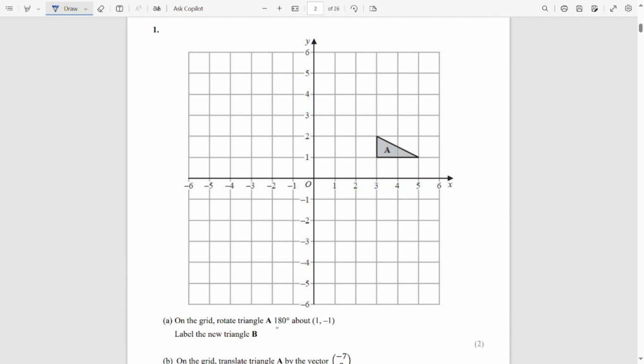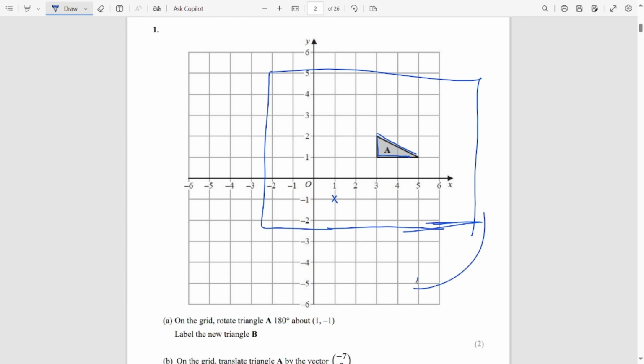So you are rotating triangle A 180 degrees, about 1, minus 1. So you are going to find 1, minus 1, which is there. You will mark that on with a cross, and then you are going to take a sheet of tracing paper. This blue box is my pretend tracing paper. You will put the pen on the cross there that I've marked out, and then you are going to draw over the shape onto the tracing paper, and then you will turn the tracing paper. Now in this case, because you're turning 180 degrees, if you turn it 90 degrees, it will flip this way, and then you're going to turn another 90, and it doesn't matter which direction you go in.